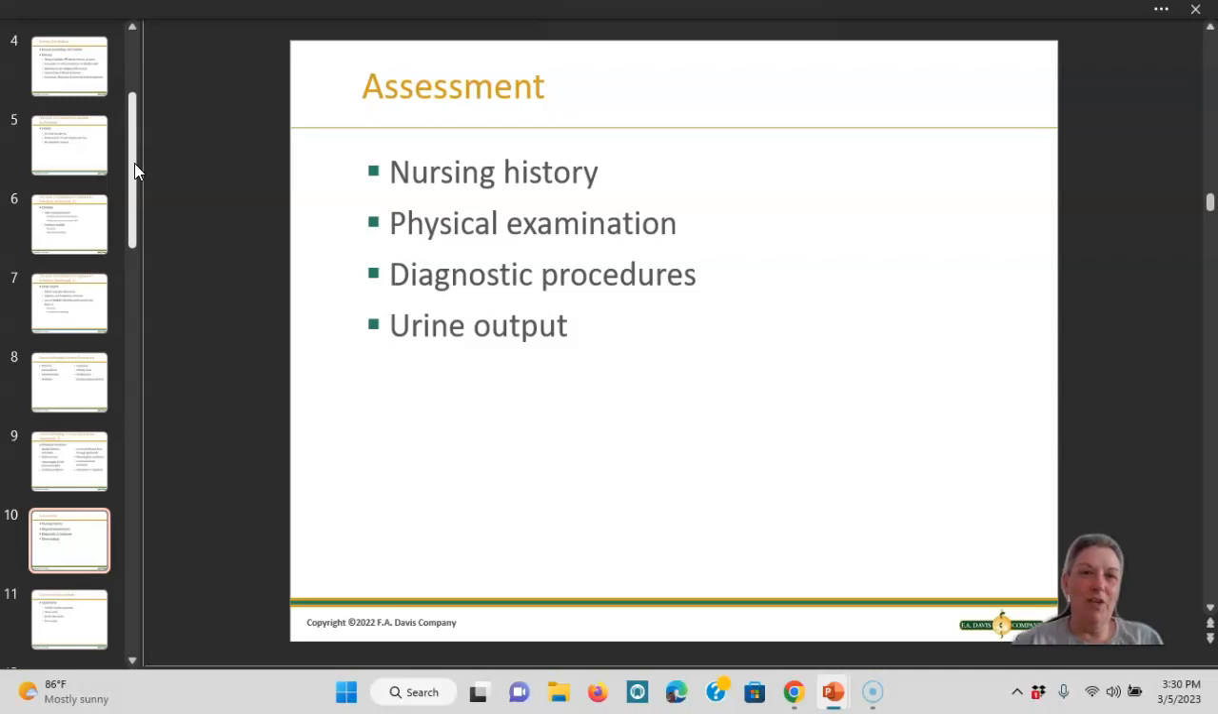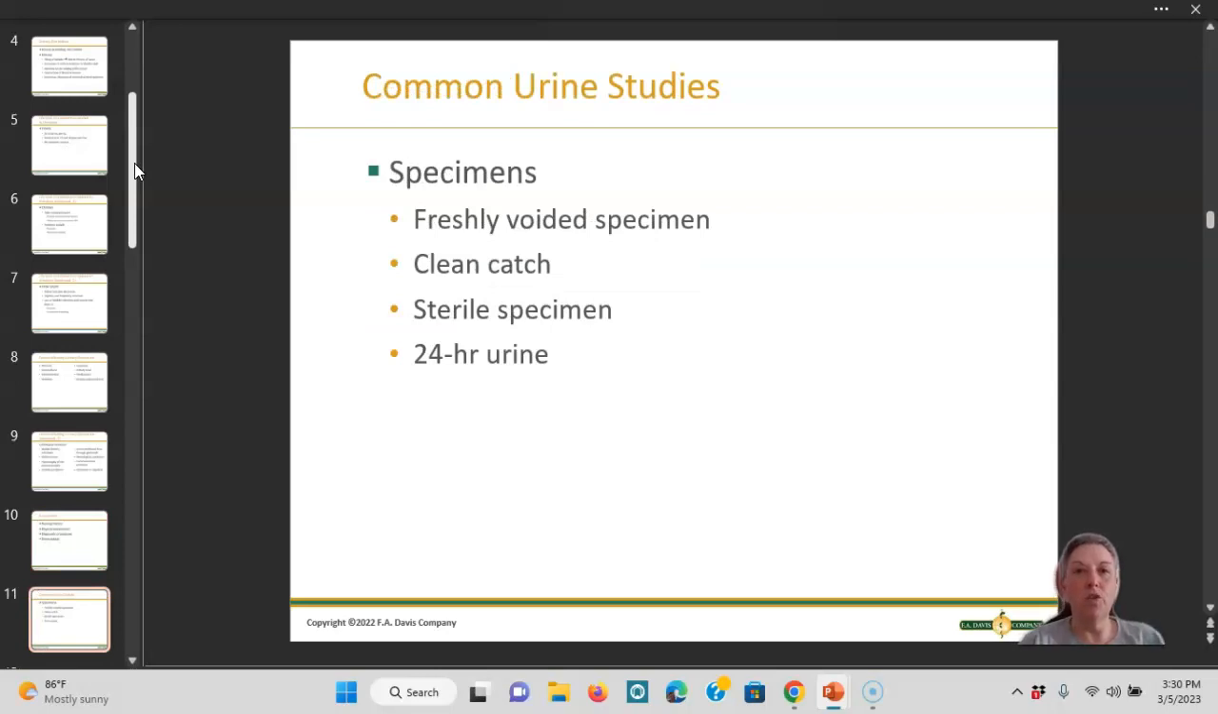Urine output. So you want to get a good history. How long has this been going on? Does anything make it better or worse? All the usual questions. Some of those common urine studies: a freshly voided specimen, a clean catch. So a clean catch is different than a sterile specimen. A clean catch is you giving them the jar and the wipey and they go do it. But it could be contaminated. So a clean catch can even be collected by a CNA.